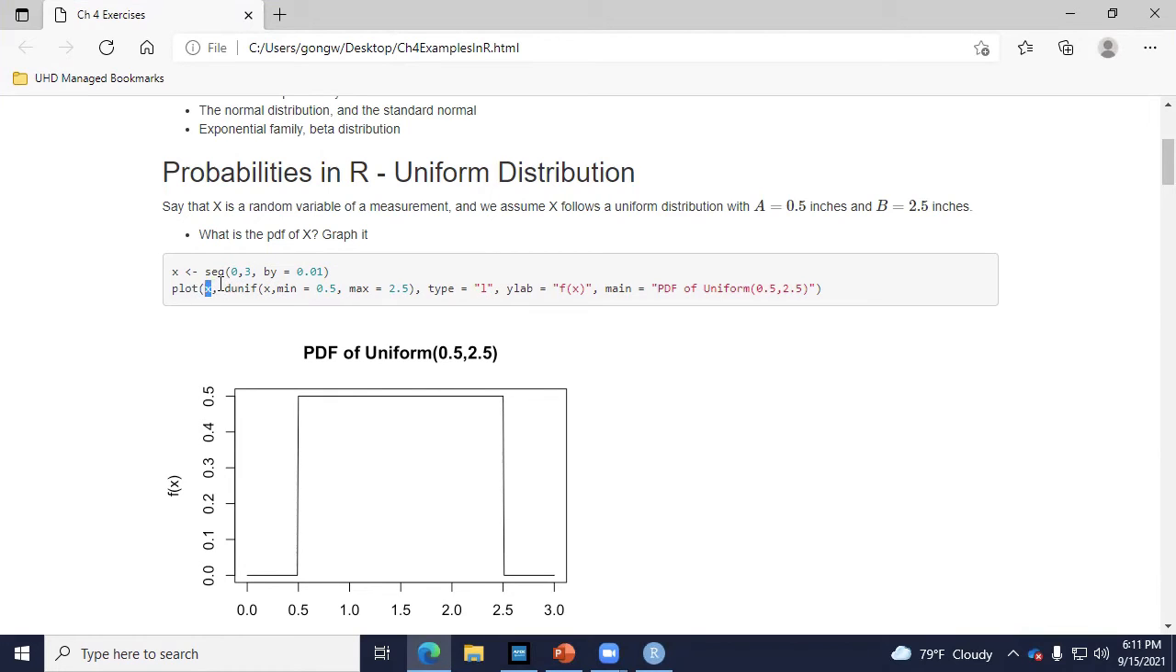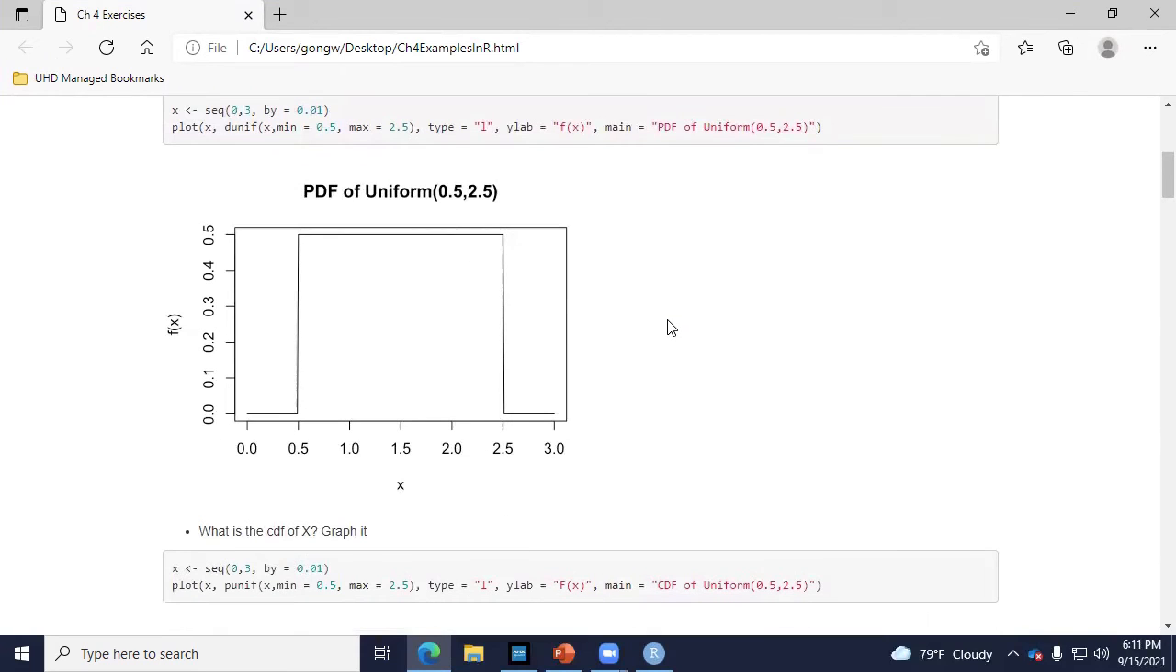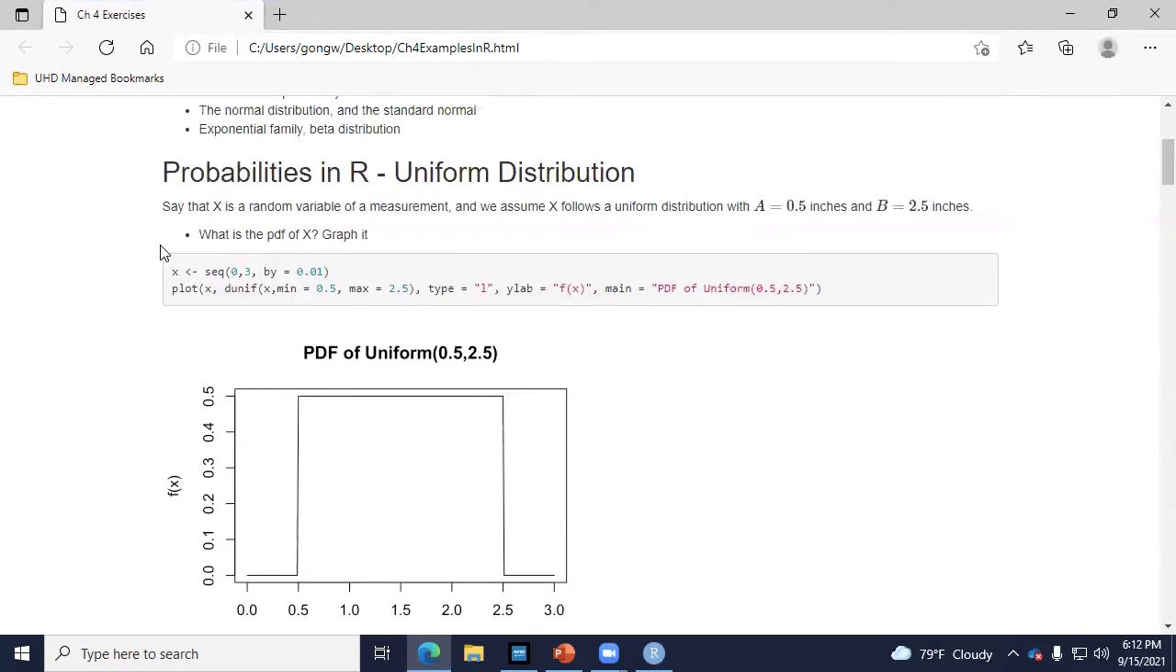And now you plot this X and the PDF to make this figure, right? And this is just how I choose the line type, the label for the Y axis, and for the X axis it's just put here by default. And I named this plot like this. So yeah, this is just an example of how you do the PDF plot.